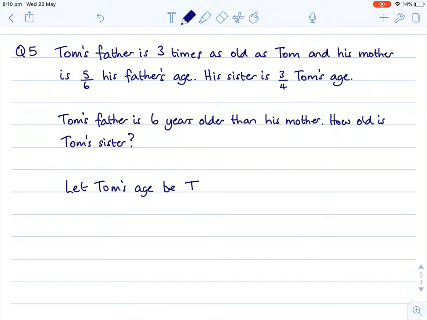Now, Tom's father is 3 times as old as Tom. So therefore, Tom's father, well, if he's 3 times as old, he is 3T.